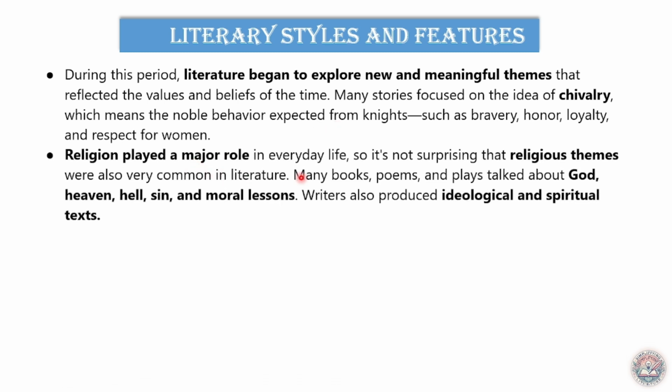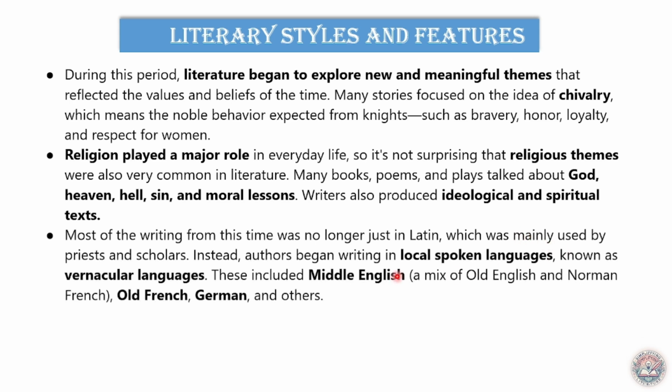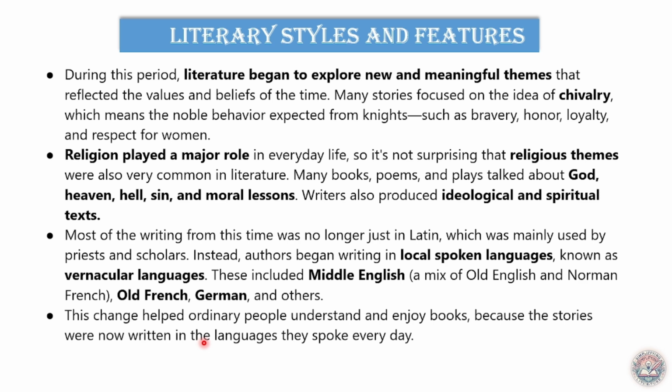Religion also played a big role, so many literary works had religious themes: heaven, hell, sin, and so on. Writers also produced ideological and spiritual texts. One major change was the shift from Latin to vernacular languages, that is, the local spoken languages like Middle English, Old French, and German. This shift was important so that the people could actually understand what was written. So, literature became more accessible to ordinary folks, not just scholars and priests. Everyone could read now.